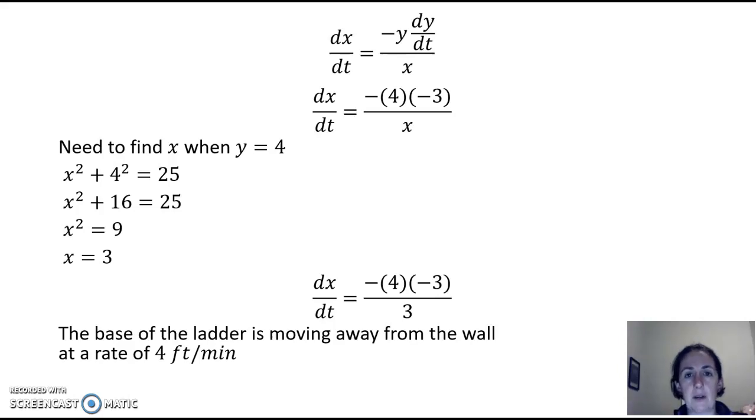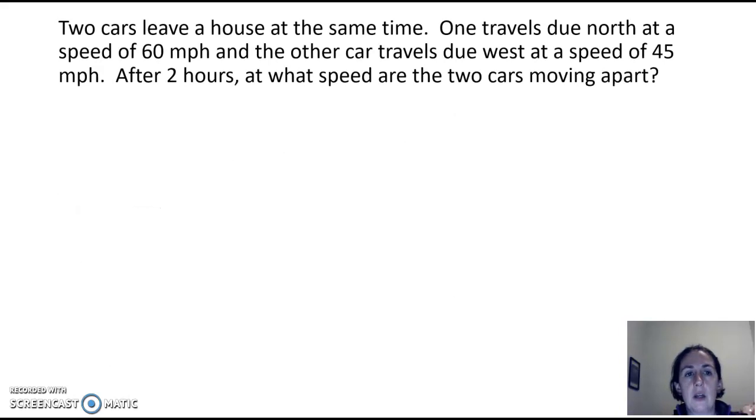Let's take a look at another example. Two cars leave a house at the same time. One travels due north at a speed of 60 miles per hour, and the other car goes due west at a speed of 45 miles per hour. After 2 hours, at what speed are the two cars moving apart?